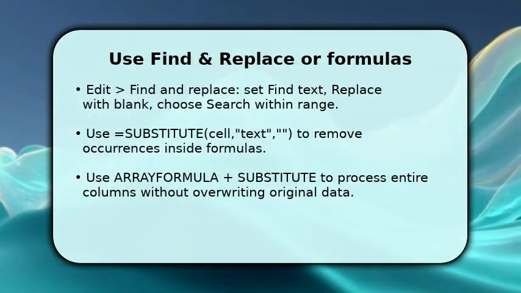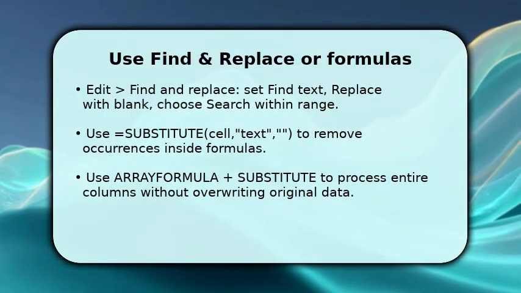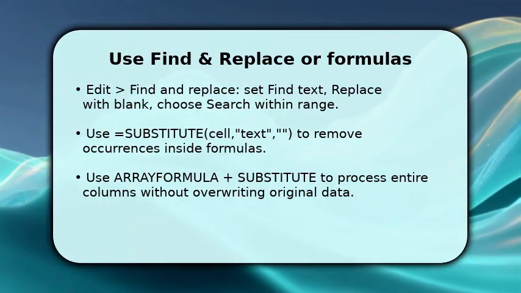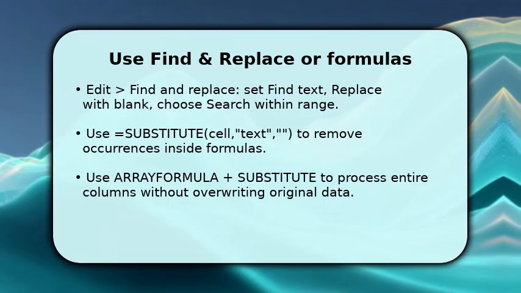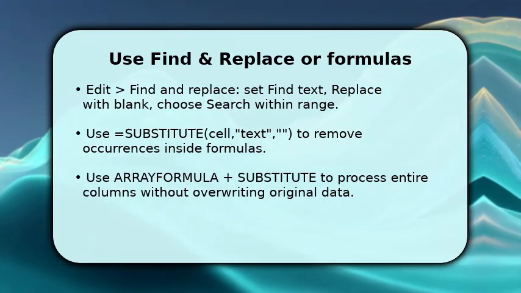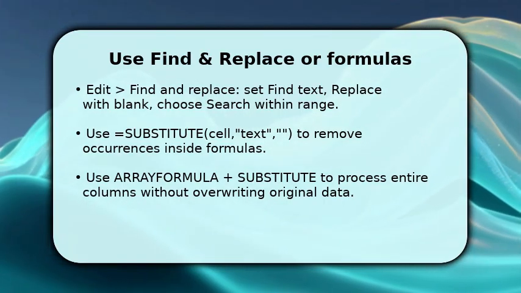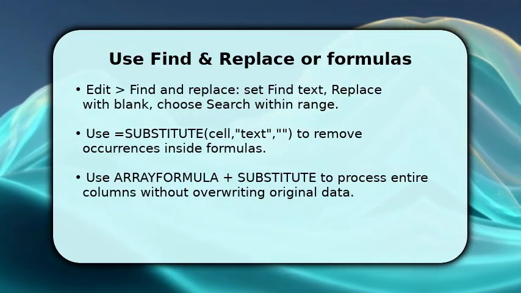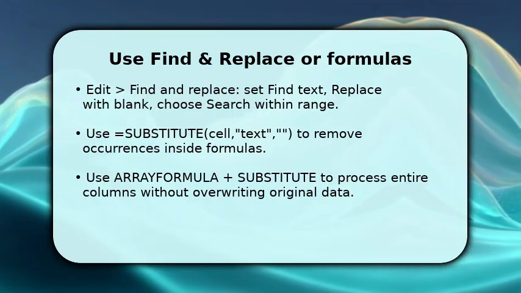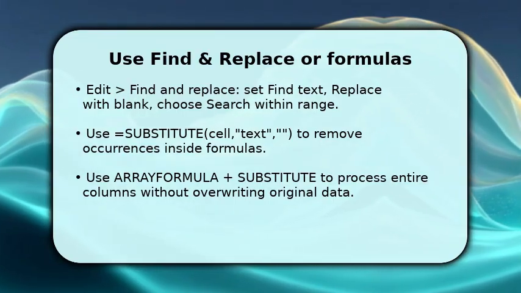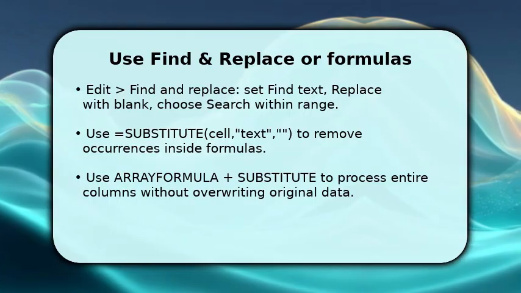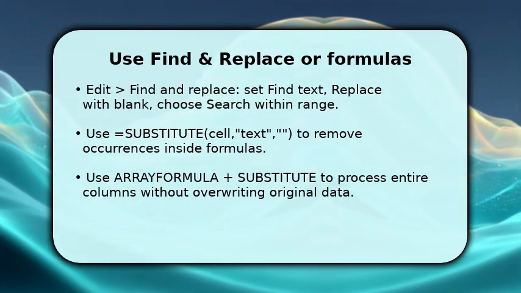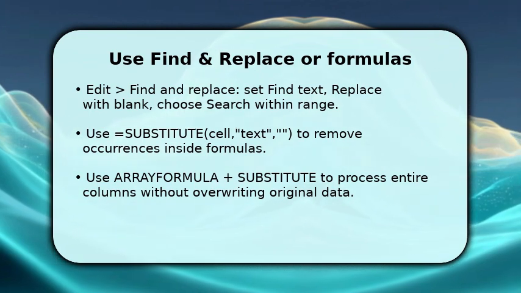Once you know the text to remove, press Ctrl plus H or choose Edit, Find, and Replace. Enter the exact string, set Replace with to blank, and pick the scope, this sheet or a selected range, then Preview. Alternatively, use formulas. In a helper column, enter equals SUBSTITUTE(A2, "remove", "") to strip text from one cell, drag down or wrap with ARRAYFORMULA to transform a column without losing originals. Make sure to toggle match case or match entire cell when you need precision to avoid accidental replacements.